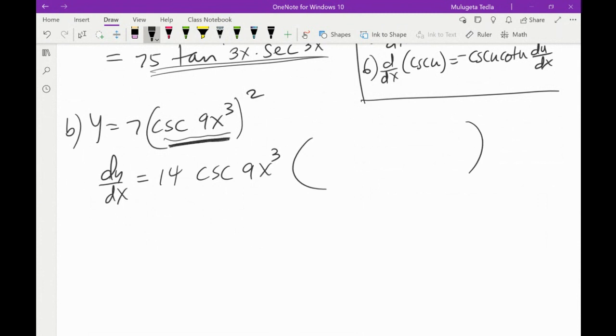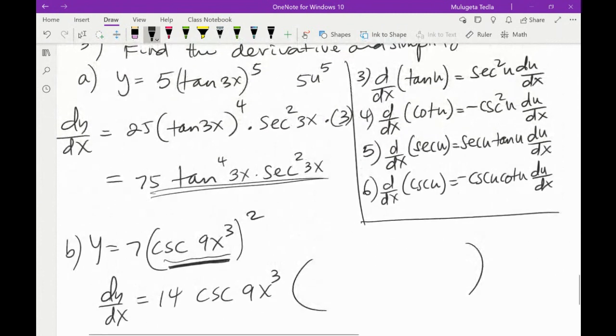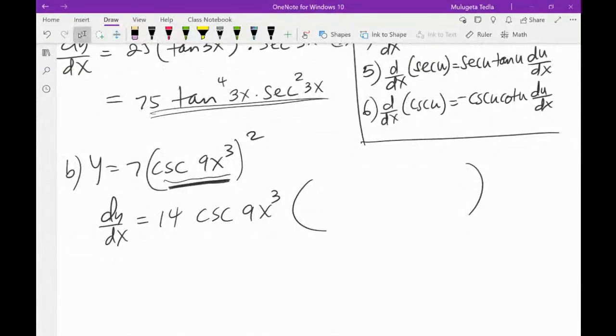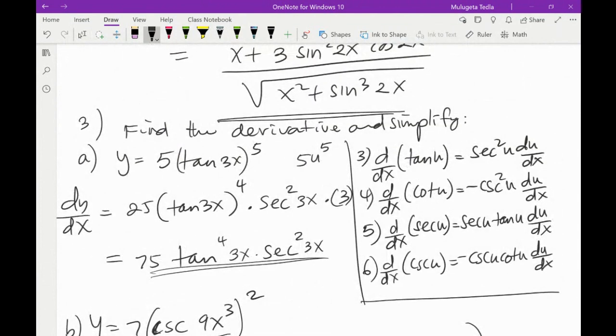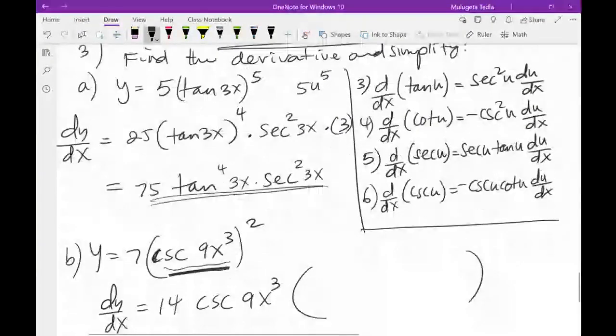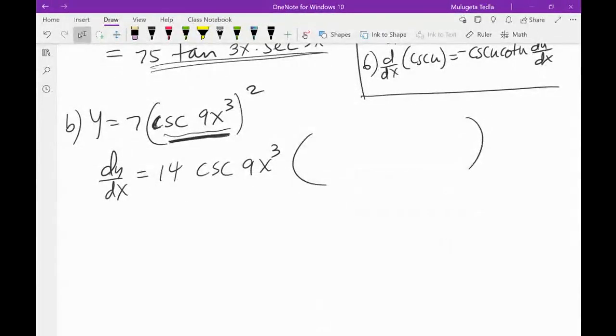What is the derivative of cosecant? Remember that the functions that start with a c, they all have a negative sign. Don't forget that. The cotangent has negative, the cosecant has negative, the cosine too. So the derivative of cosecant is minus cosecant of u, which is 9x cubed, cotangent of your angle, which is 9x cubed, times the derivative of the angle, which is 27x squared.